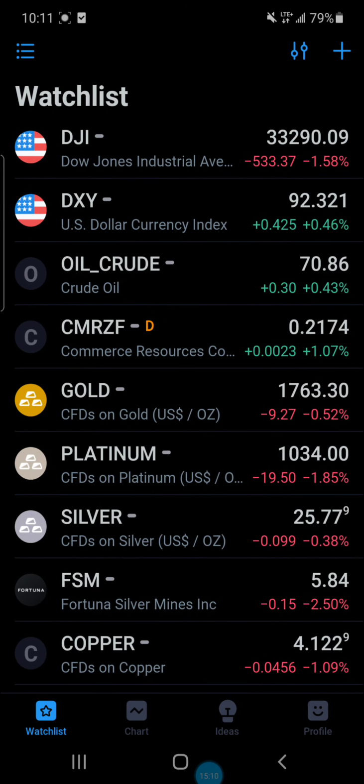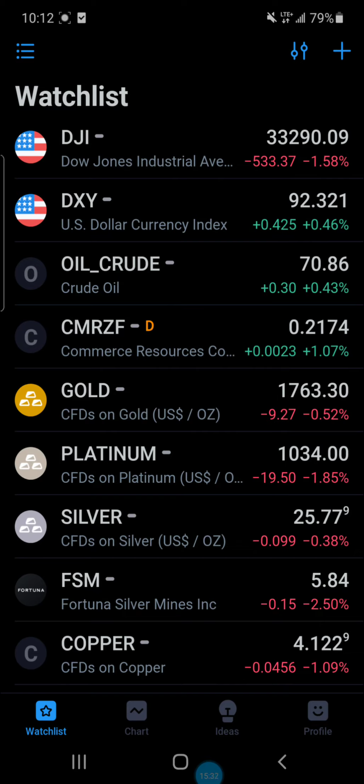So let's go over our markets real quick. The Dow Jones was down 533 points right now, 33,290. The U.S. dollar index continues to go up for a fifth straight day, at 0.46% to 92.321. Oil crude ends the week up 0.43% to $70.86.